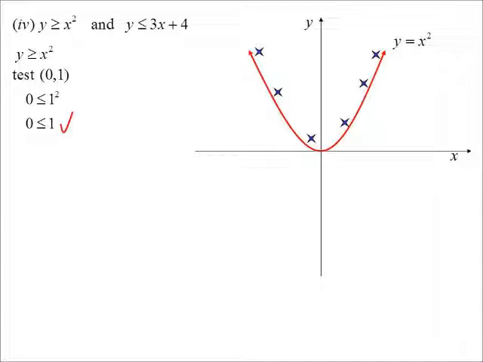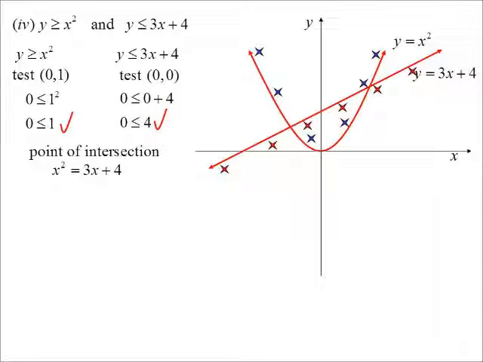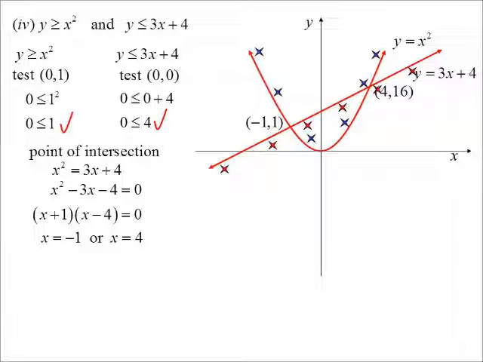Now the line. Y is less than or equal to 3x plus 4. So I'll draw that line in. Again, it is a solid line. I can use 0, 0 for that one. It's probably a good idea to find the points of intersection. So we solve them simultaneously. X squared equals 3x plus 4. We end up with negative 1 and 4. So there's our points of intersection.